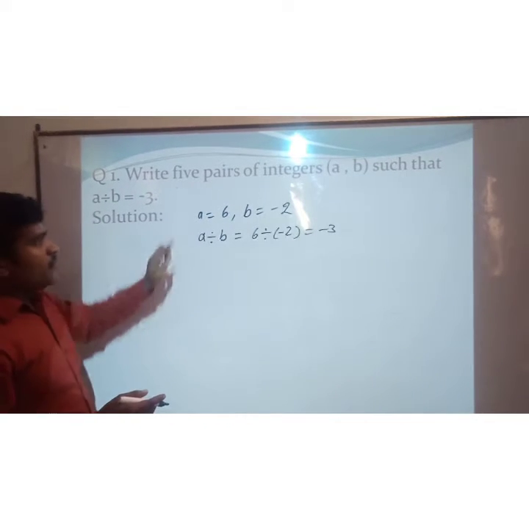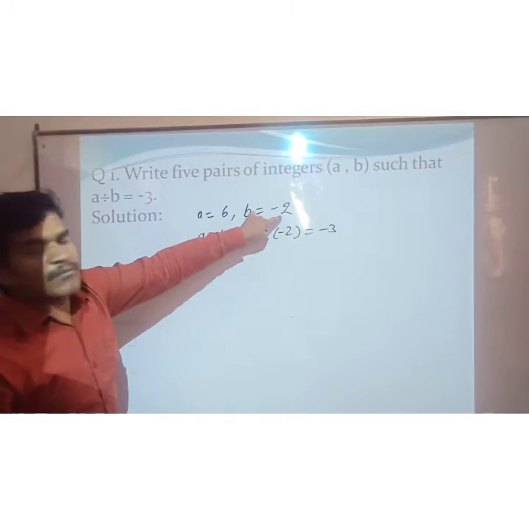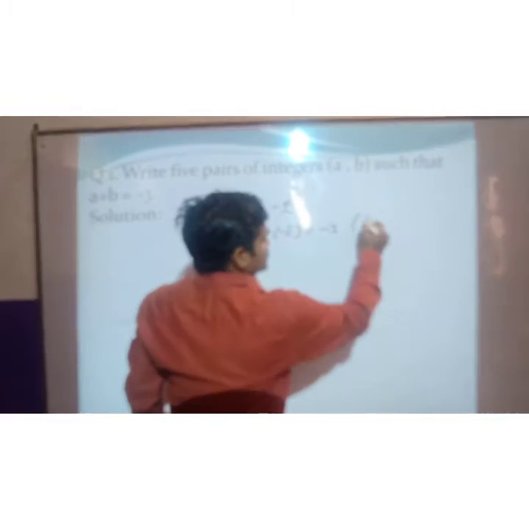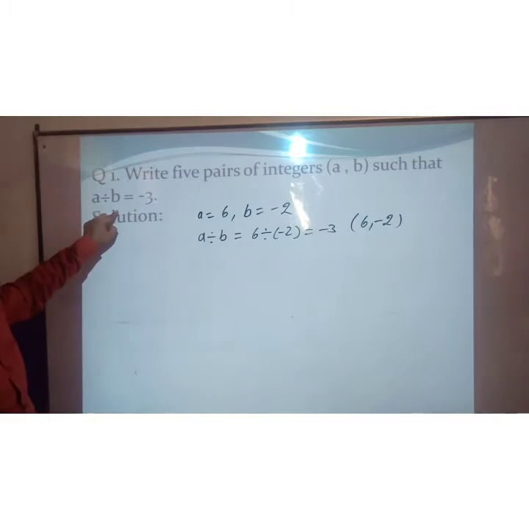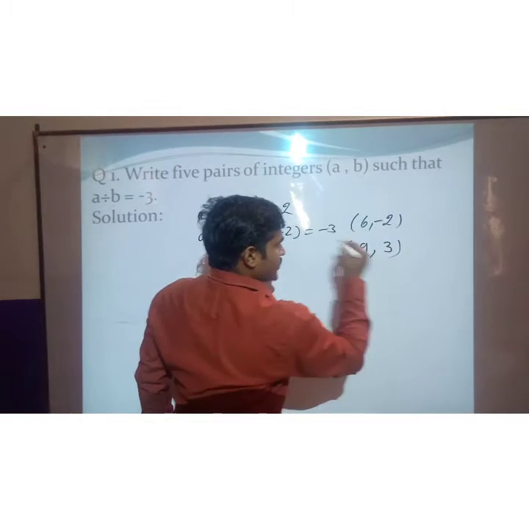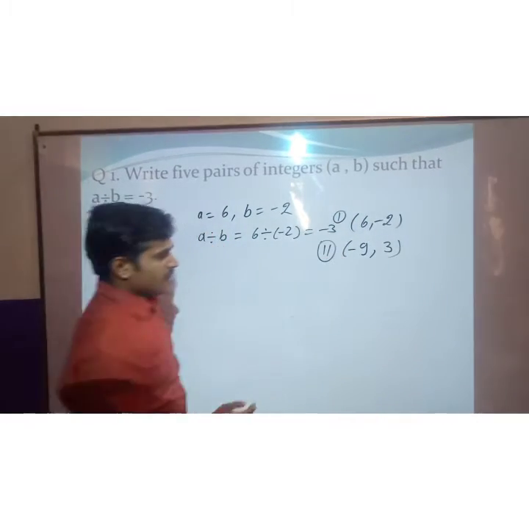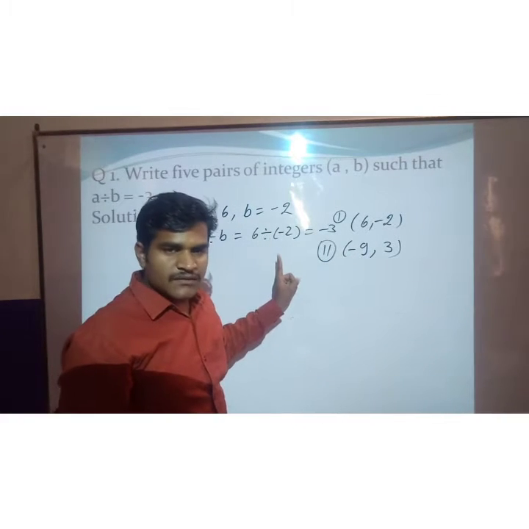This is the first. We have to write 5 pairs. So the first pair is 6 and minus 2. The second pair you can write is minus 9, 3. This is the second pair. When 3 divides minus 9, it gives minus 3.